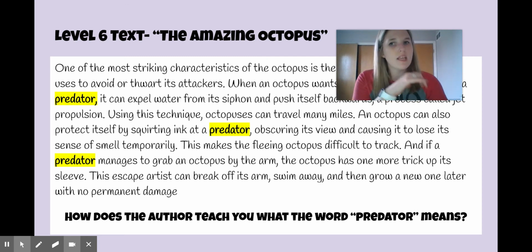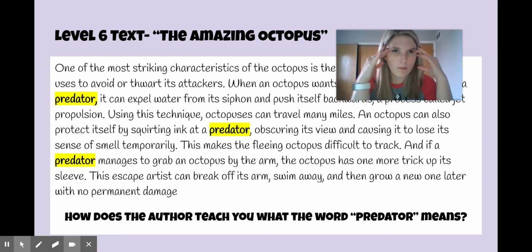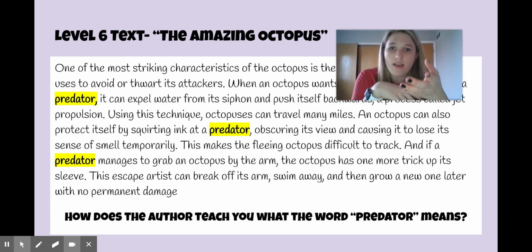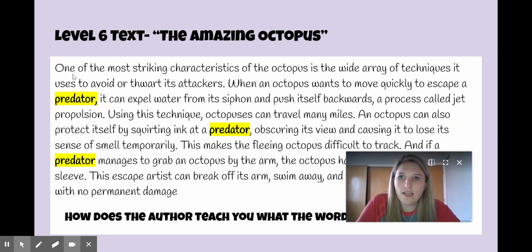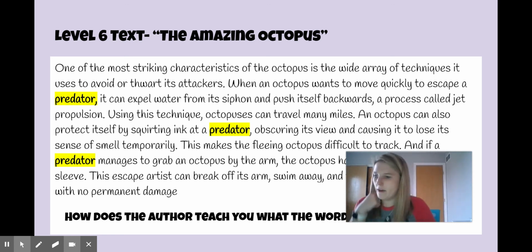So they're doing the same thing as level 4 by painting a picture in our mind, showing us this word's negative. But this time they're not using it as much, and the words around it are a lot more tricky. So it definitely seems like it's the same thing there. In the last section, they used the words defend itself from attackers. And now in this first section, it says a wide array of techniques it uses to avoid or thwart off its attackers. So it no longer uses that defend word we're used to, it uses a more complex word. So it's still doing the same thing, but it's just a little bit more tricky with the vocabulary.